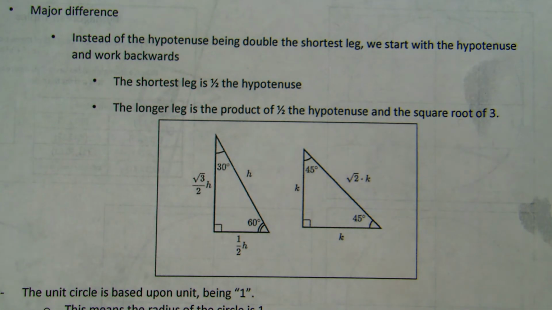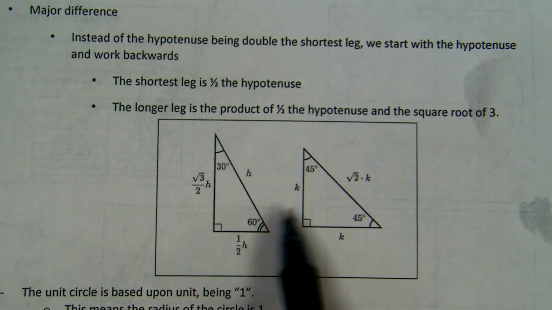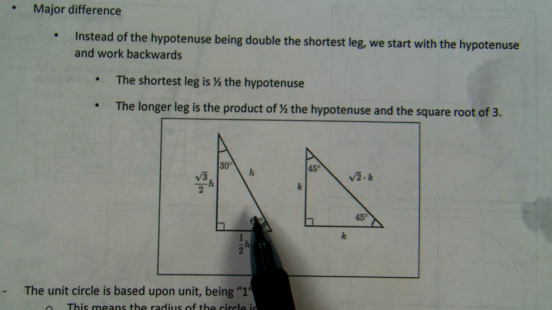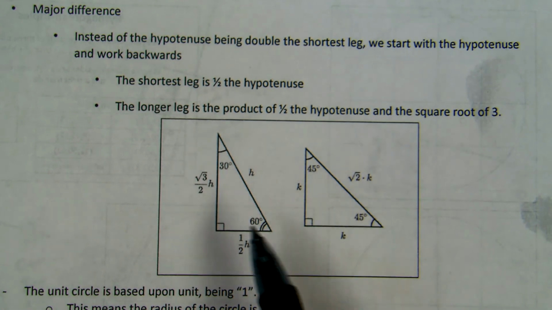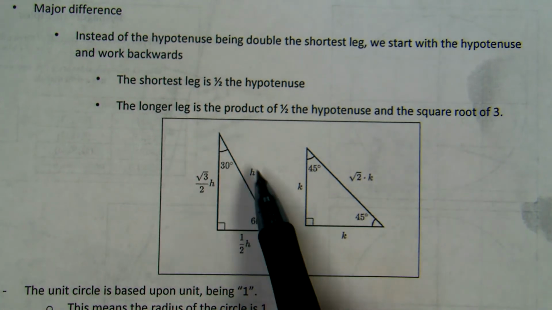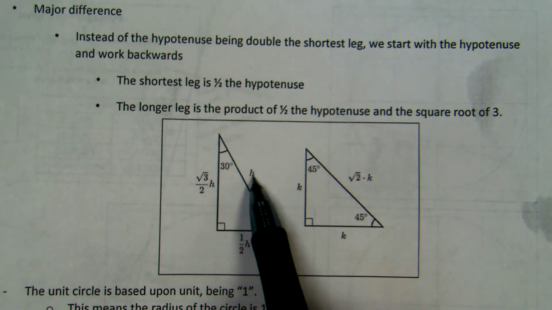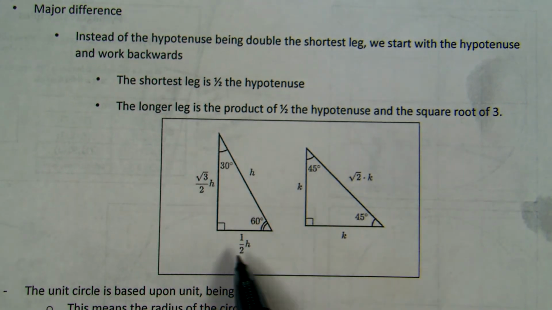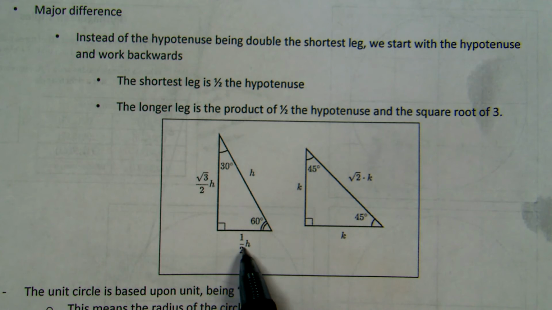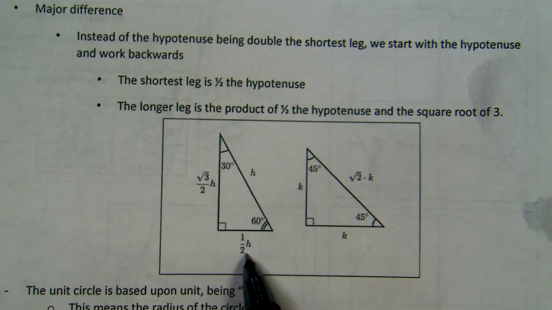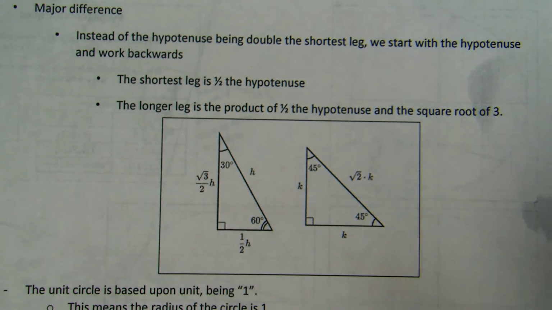When we're dealing with special right triangles, we gave you today a worksheet that had a picture of both. And the one on the left's a little different, because normally it's x, x root 3, and 2x. We're going to change the perspective a little bit. I'm going to start with the hypotenuse. The shorter leg is half the hypotenuse, and the longer leg is half the hypotenuse times root 3 over 2. The reason being, you'll see in a second, is the unit circle is defined by the unit.